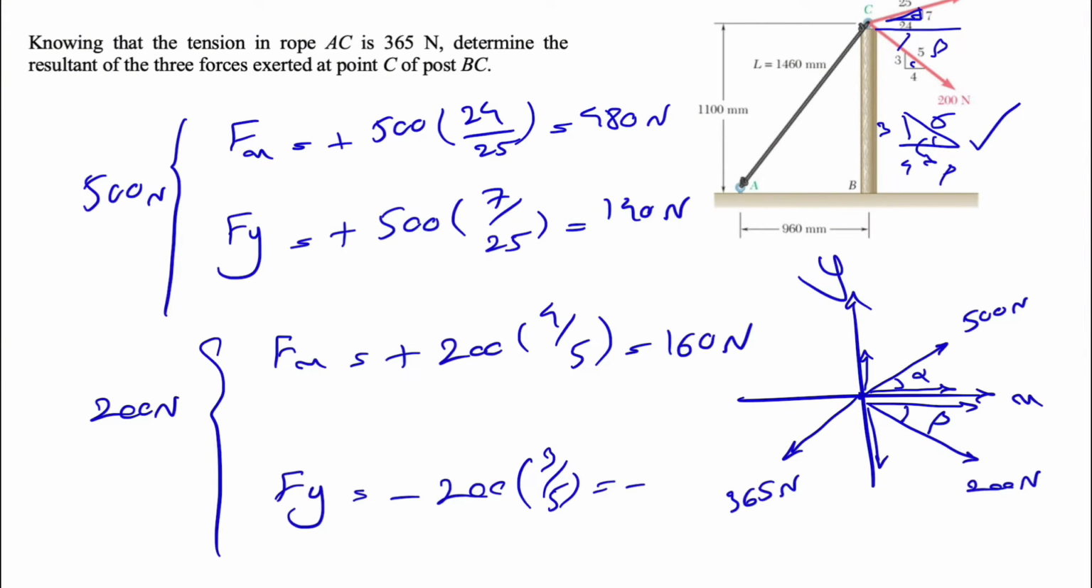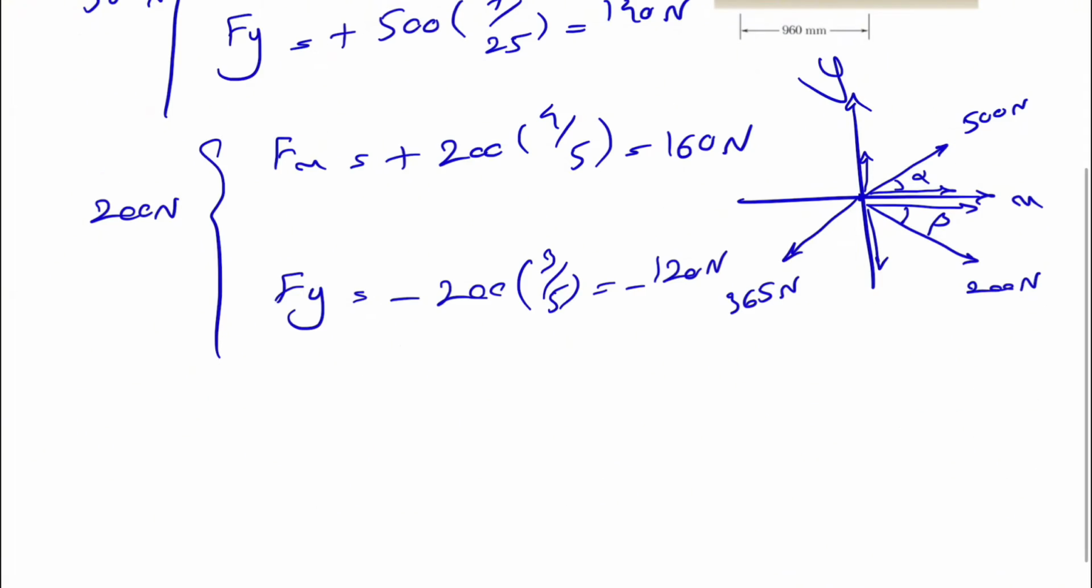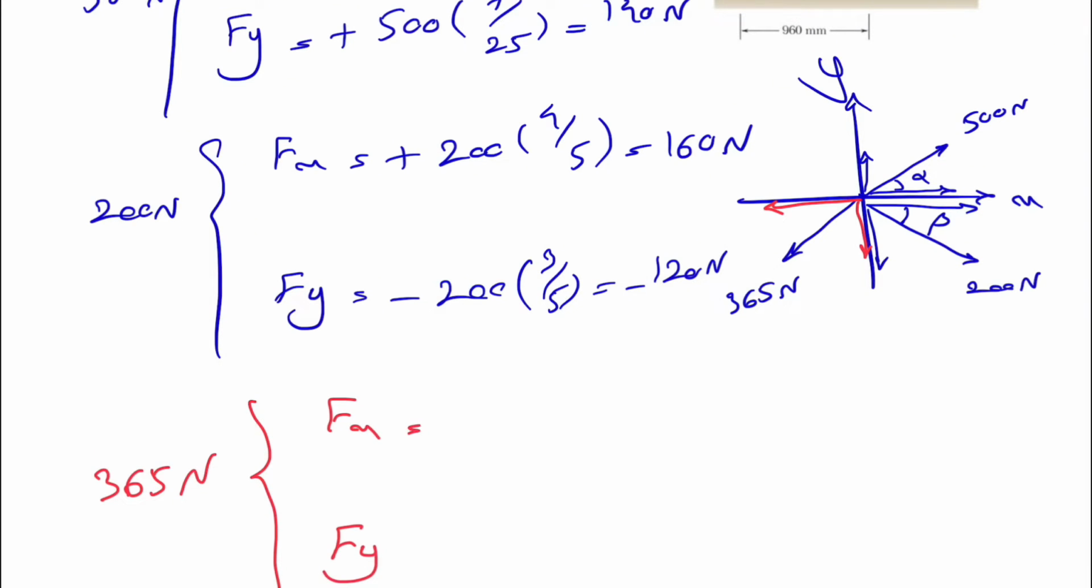This will be minus 120 Newton. There's only one left, and that is the tension in the cable. I'm going to show it in a different color. So this will be the x and y components of the 365 Newton force for the tension in the cable. We'll have Fx and Fy. We see that Fx is negative and Fy is also negative, because they are in the opposite direction of x and y. So we'll have 365, and we have to figure out the angle in here.